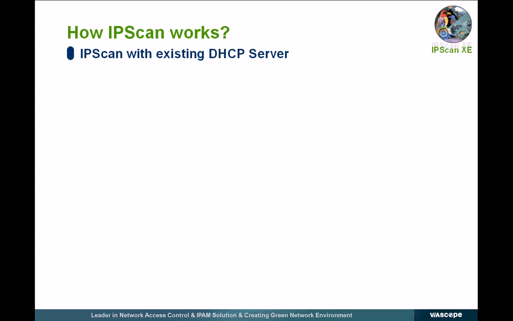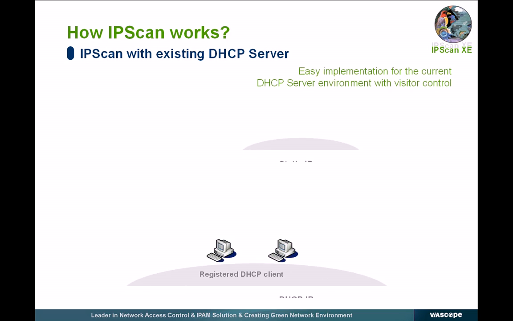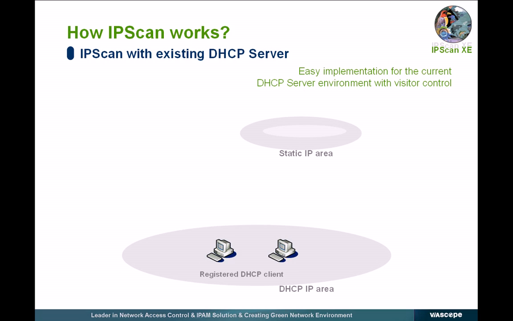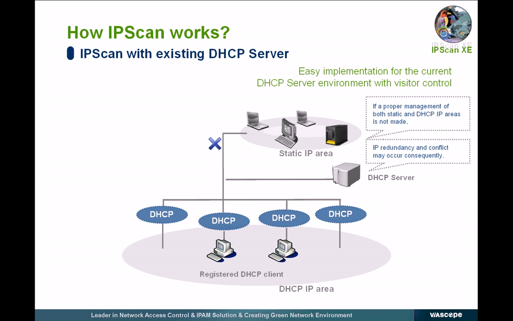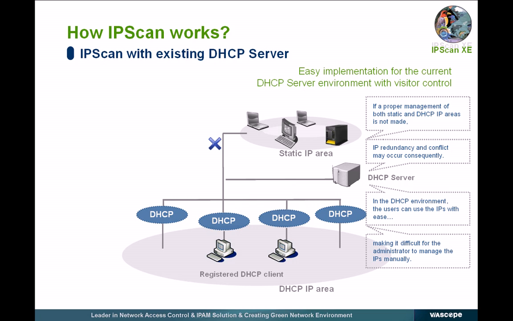IPscan supports both conventional DHCP environment and static IP environment. Currently, the static IP is used for the server or major network equipment. However, only the IP and MAC addresses assigned by the DHCP server are under control. But an integrated management that controls the static IP network devices is not implemented properly. If a proper management of both static and DHCP IP areas is not made, IP redundancy and conflict may occur consequently. Another major issue is security.